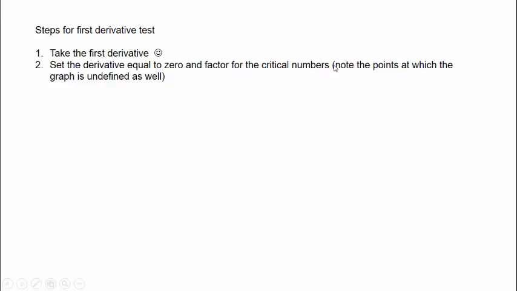Now I also need to note that some of the critical numbers will be points at which the graph is undefined. For example, if we have a rational function that has a 0 in the denominator, that would be a place where the graph would be undefined. And we need to take those points into consideration as well. However, for our purposes today, as an introduction to this first derivative test, we're only going to focus on a polynomial. So we're just going to look at critical numbers, not undefined numbers.